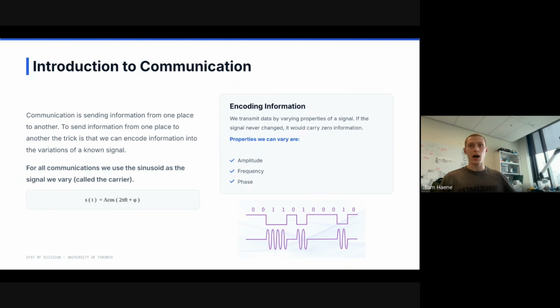I could do it with frequency. High frequency is yes, low frequency is no. Or I could do it with phase, which is like how much it's cosine or sine. I'm sure you guys have heard of phase before, but those are the three properties that we can vary.